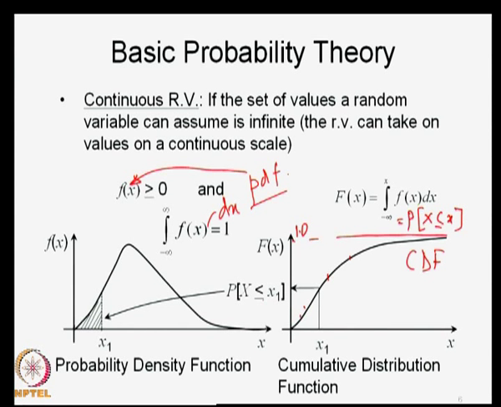Now, from the CDF, we should be able to get the associated probabilities. Let us say that I have a value of 30 here. What does this value give? It gives the probability of x being less than or equal to 30.